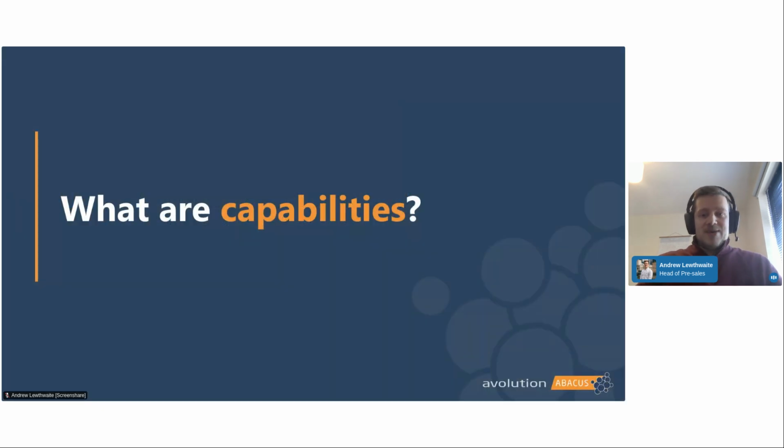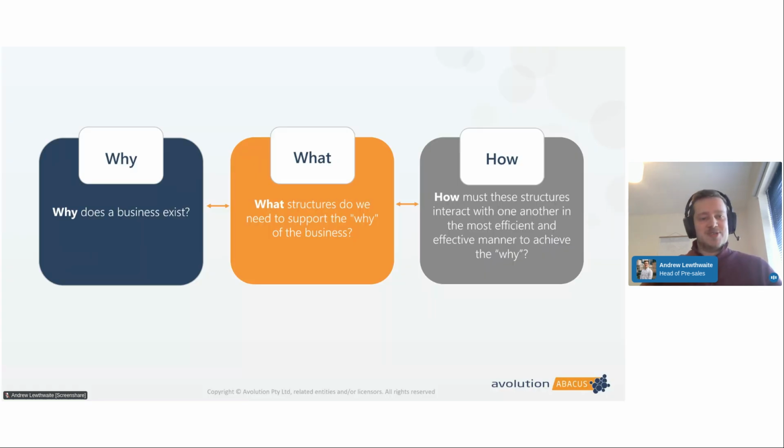So what are capabilities? I'm very well aware of the trickiness of trying to define capabilities, but we'll do our best today and not tread on too many toes. What we're trying to do is explain essentially three areas of an organization. So why does a business exist? What structures do they have in place to support the why? And the how is really how do these structures interact with each other to deliver that why through the what?